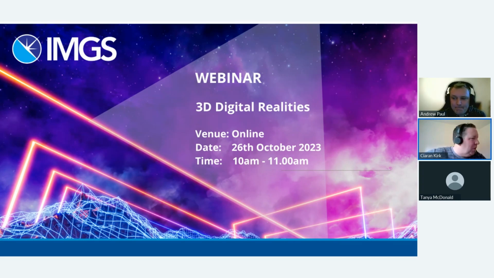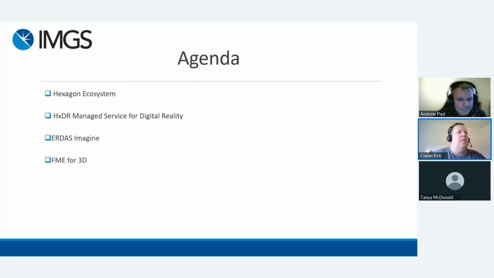So actually, we have a lot to cover, so I think we'll kick off. This morning's webinar is on 3D digital realities. We're going to cover four areas. First, briefly, the Hexagon ecosystem, as IMGS is a Hexagon partner and has been for over 20 years. Then the HXDR managed service for digital reality. Then I'll introduce AirDAS Imagine as a product, and Andrew will take his life into his own hands and give us a live demo in AirDAS. Then we'll come back and talk about what FME can do for 3D and digital reality, as naturally as an FME Safe Software partner.